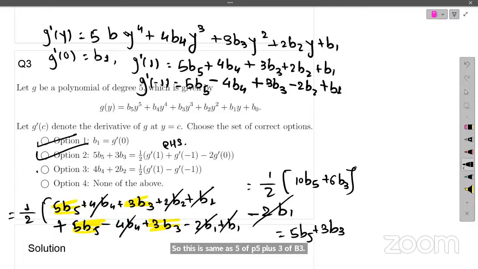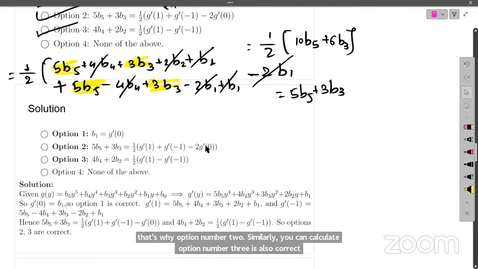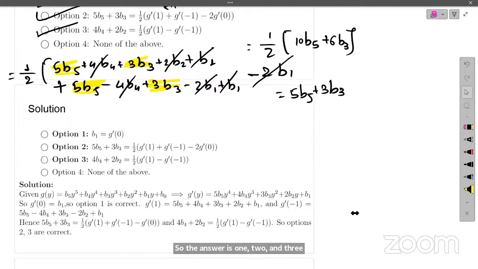Similarly, you can calculate that option number 3 is also correct. So the answer is 1, 2, and 3. Okay. Is there any doubt in this question? Yes, Shailesh. You want to say something?